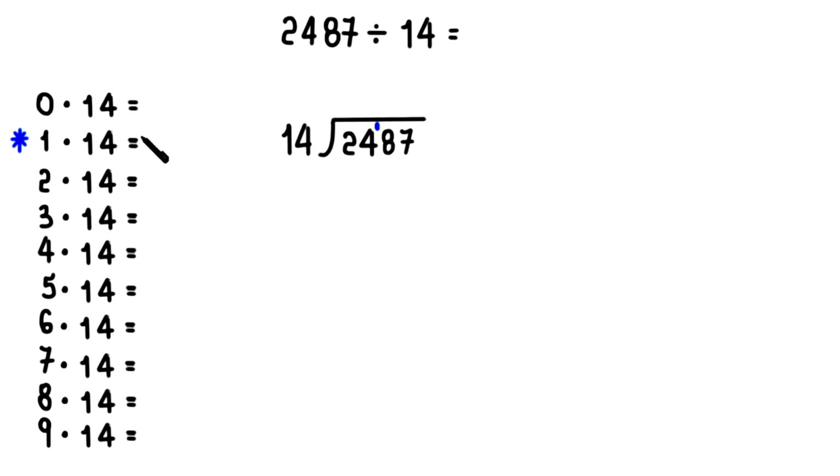Okay, Leonardo, what is 1 times 14, man? 14. So 1 goes here, above the 4. Since 1 times 14 equals 14, I write it here, below 24. What do I do next, my friend Lucas? What kind of operation is this, my friend? Subtract. Great. And Lucas, what is 24 minus 14? 10. So I write it here.